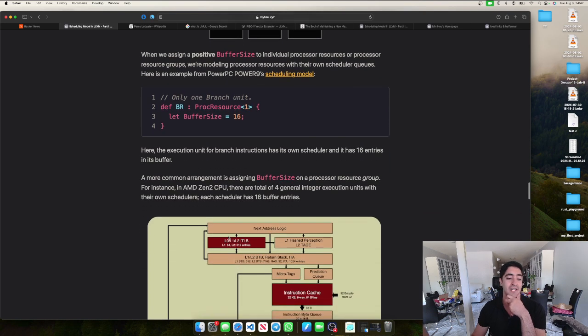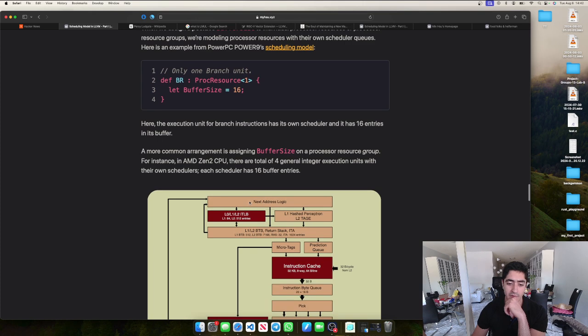Anyways, here the execution unit for branch instructions has its own scheduler and has 16 entries in its buffer. A more common arrangement is assigning buffer size on a processor resource group. For instance, in the AMD Zen 2 CPU, there are a total of 4 general integer execution units with their own schedulers. Each scheduler has 16 buffer entries.